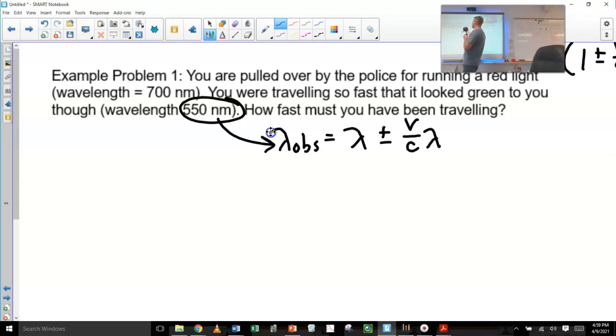So the wavelength that I observed, it looked green to me. So I'm going to put 550. Now you don't have to do nanometers here. As long as you put, let's just take off 9 zeros from here, and as long as we do it to both sides of this equation, we're going to be okay. How fast was I going?